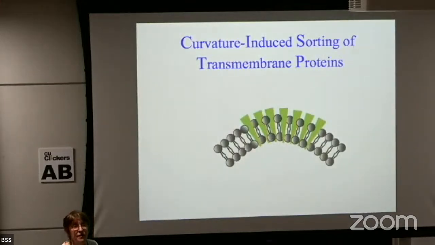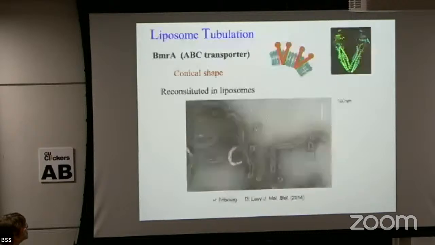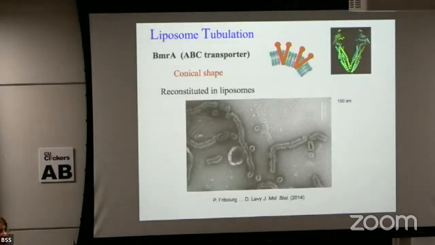The question is, can we see the same type of effect with proteins that are embedded into the membrane and have a conical shape? Yesterday, when I showed that proteins can deform membranes, I showed a transmembrane protein with a V shape, embedded in the bilayer, with a conical shape. If you reconstitute them in small liposomes, which should be spherical without protein, the liposomes become tubular. So membrane proteins can deform membranes, for sure.